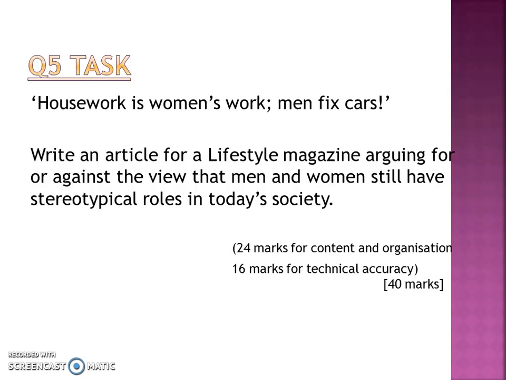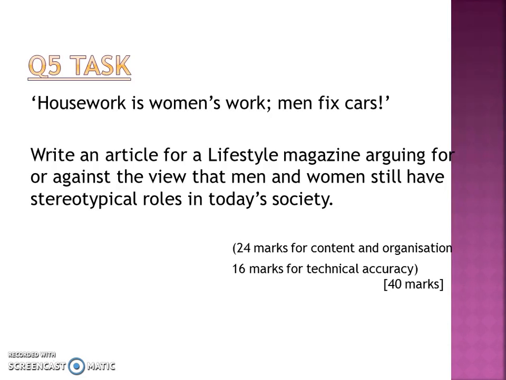Housework is women's work, men fix cars. Don't copy that down anywhere in your answer. That's somebody being really sexist. The idea is that hopefully you would get a bit irritated by this and you'd be like, no, that's awful. And then you're going to push forward writing an article for a lifestyle magazine.